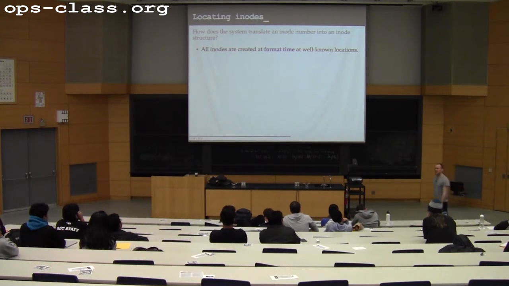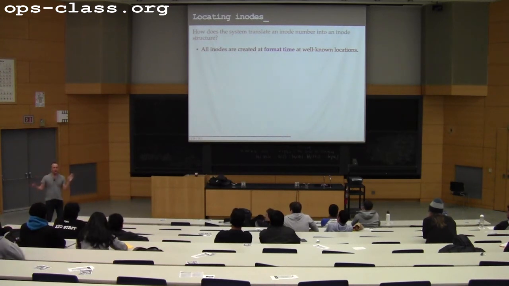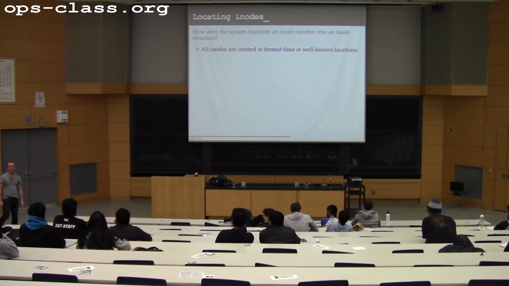What EXT4 does is when you format the file system, it creates all the inodes that file system is ever going to have. And it stores them at well-known locations. So without any other information, or just by reading a small amount of information that's always stored at the same place on the disk, the EXT4 file system can map every inode number to the inode location on disk. This is part of the storage capacity of the drive that you lose when you format it. So when you format a drive using ext4, some amount of it is reserved for inodes.